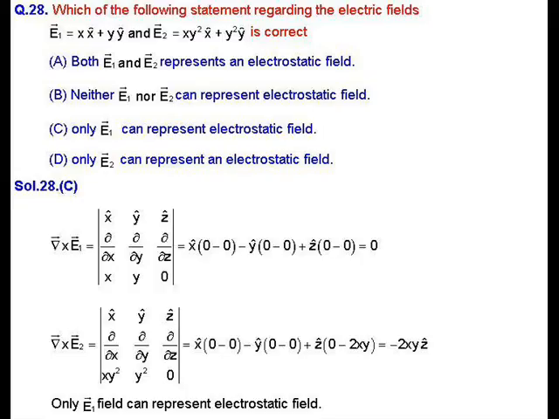Now if we apply the same curl operation on the second electric field, that is xy square x cap plus y square y cap, we will find that the curl of E2 will come as 0 x cap minus 0 y cap plus 2xy z cap. So the curl of E2 will come as minus 2xy z cap. As we can see that the curl of E2 is not equal to 0, so E2 will not be a valid electric field. So the correct option will be option C, that is, only E1 can represent an electrostatic field.